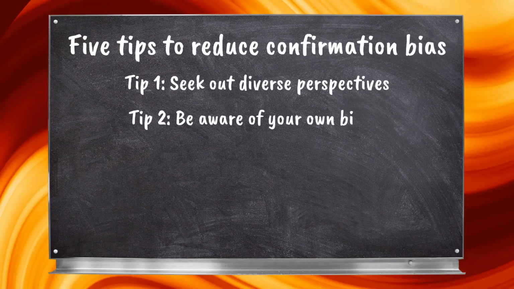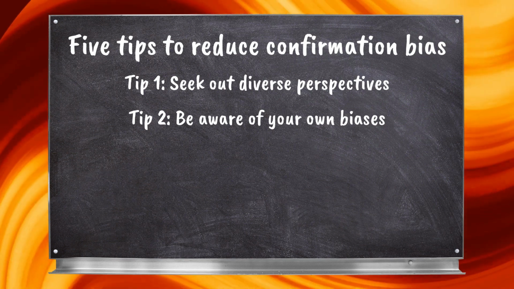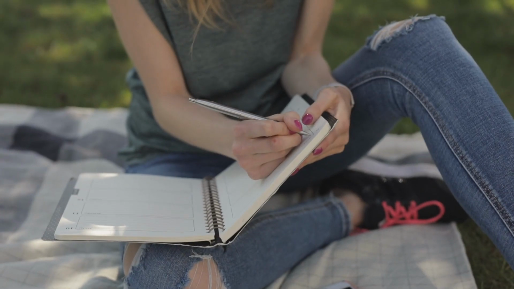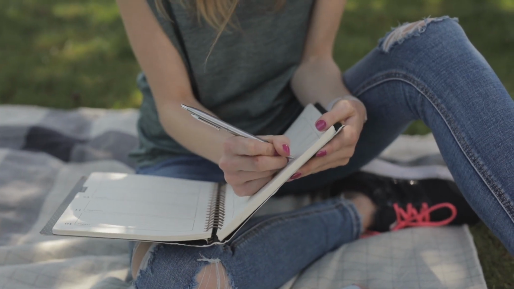Tip 2. Be aware of your own biases. Self-awareness is key in reducing confirmation bias. Acknowledge your own beliefs, preferences and assumptions and recognize that they might influence your perceptions of information. Being mindful of your biases will help you approach new information with a more open and critical mindset.